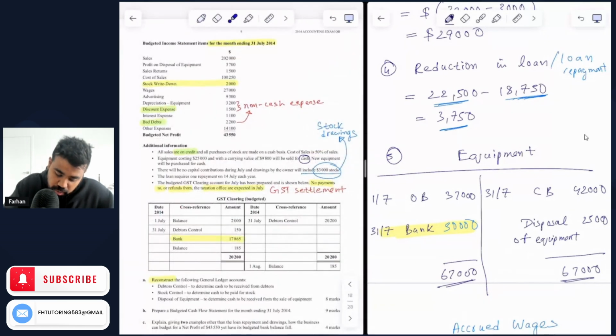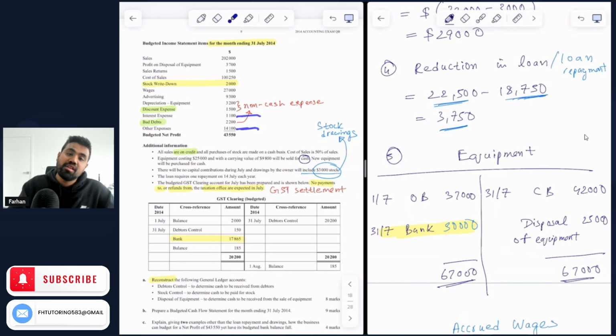So we have other expenses of 14,100. We have interest expense of 1,100. We are not including depreciation, discount expense, and bad debts because they're non-cash. And we are left with wages and advertising, and we are going to be doing some calculations for those relevant amounts. But for now, we know that interest of 1,100 has been paid for in cash, and other expenses of 14,100 has been paid for in cash.